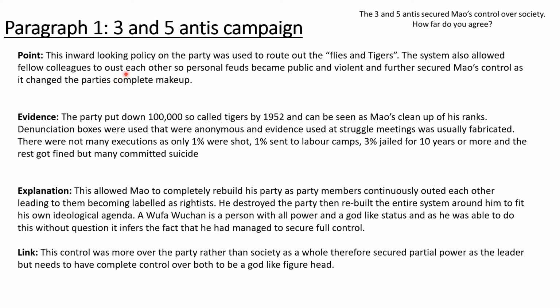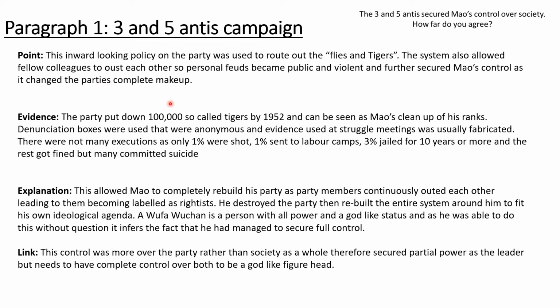Moving on to the first paragraph, looking at the 3 and 5 Antis campaign, I've still got that question in the top right hand corner. Just remember to link back to that at the end of the paragraph. So to start with, we're looking at the point. This inward-looking policy on the party was used to root out the flies and tigers. The tigers were the larger offenders, whilst the flies were the smaller offenders of these campaigns. The system also allowed fellow colleagues to oust each other, so personal feuds became public and violent and further secured Mao's control as it changed the party's complete makeup.